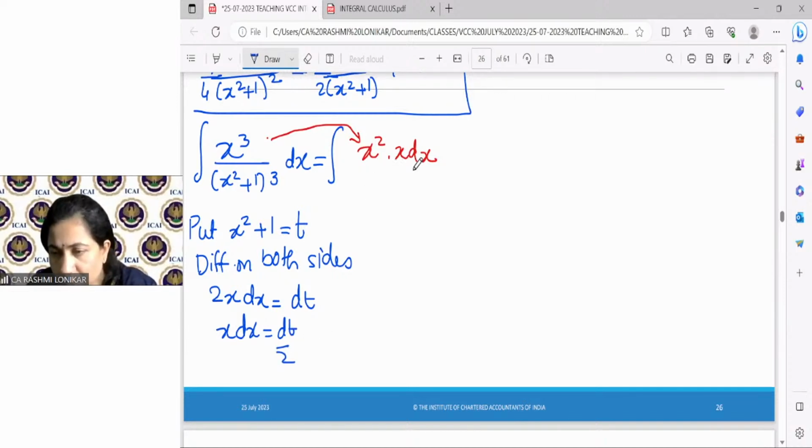Now x square into x upon x square plus 1 whole cube. Now I substitute over here. This is equal to what? Now x square plus 1 is equal to t.